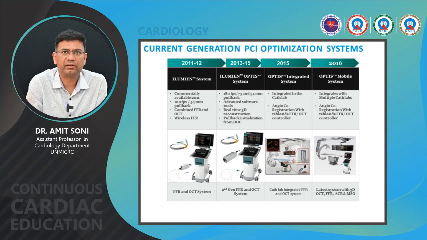And Optis integrated system is integrated in the cath lab, with angio co-registration and the table side FFR OCT controller. You can see the cath lab integrated FFR and OCT system in the third picture that came in 2015. And in 2016 there is an Optis mobile system, integrated with the multiple cath labs and angio co-registration along with the table side FFR OCT controller, and the latest system with 3D OCT, FFR, ACR and MSO.